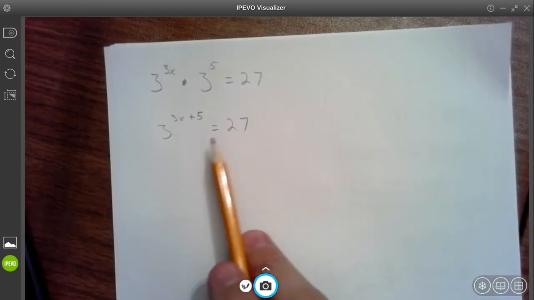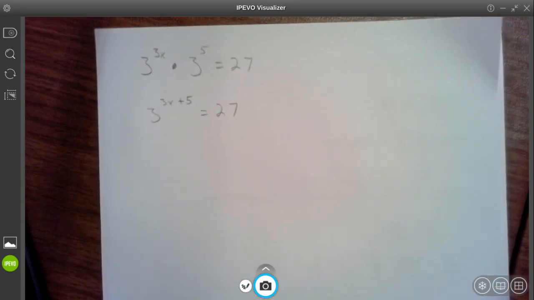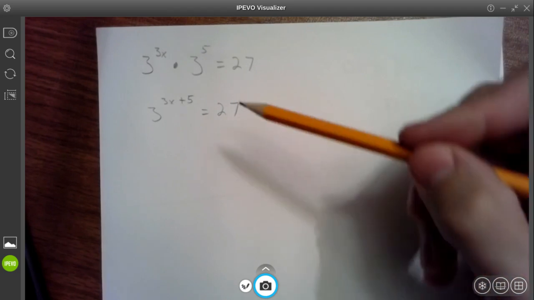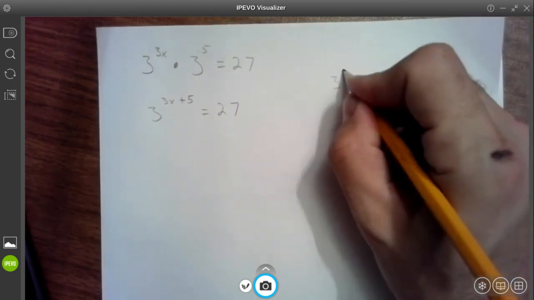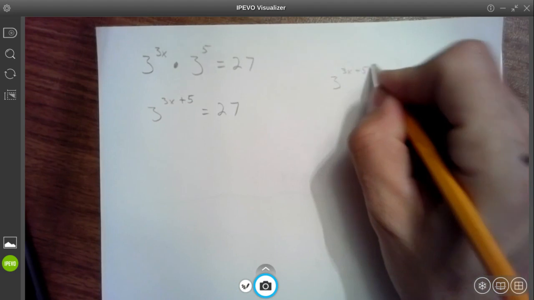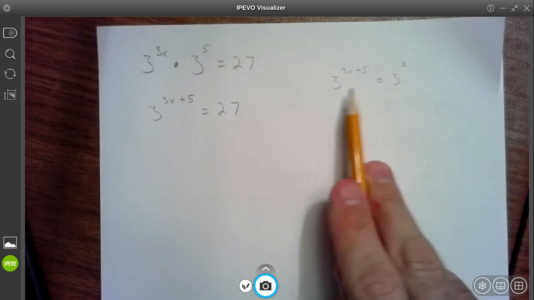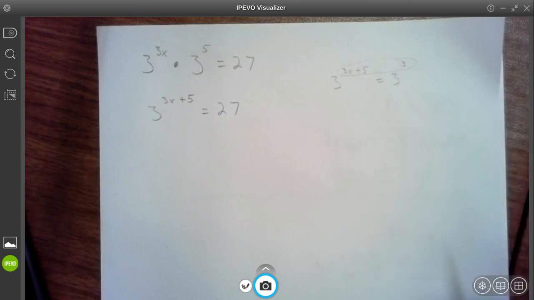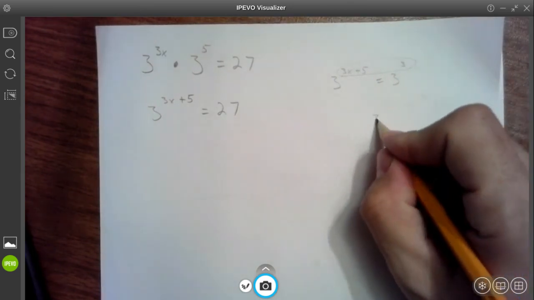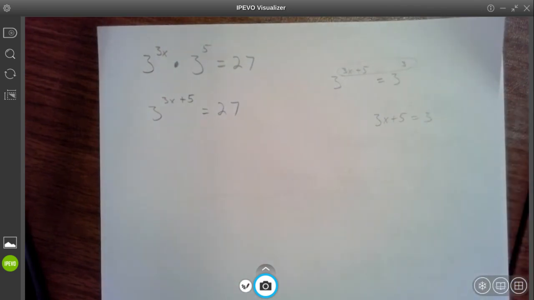Now, if it were me and I were solving this, I would not use a logarithm. I wouldn't use log base 3 or log base 10 to solve it. The thing to notice is that the right-hand side is also a power of 3. So I could rewrite this as 3x plus 5 is equal to 3 to the third. And since these bases are identical on both of them, that just means that these exponents must be equal to each other. So I could solve this equation, 3x plus 5 equals 3, and that would give me my answer.